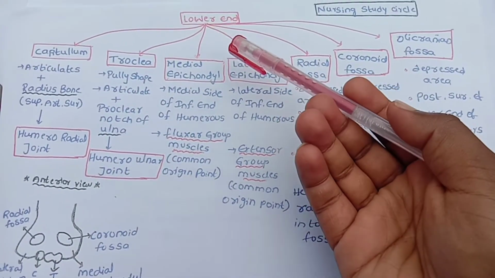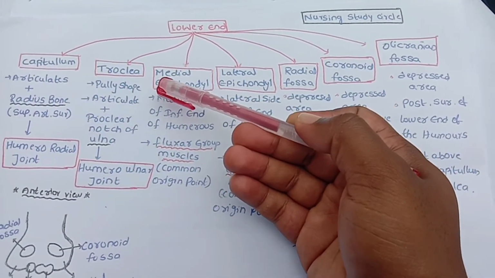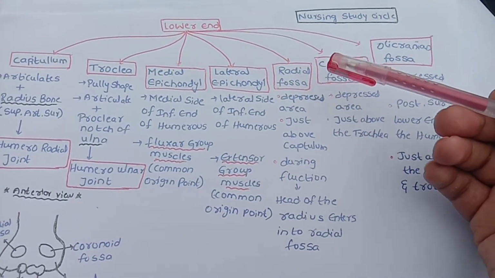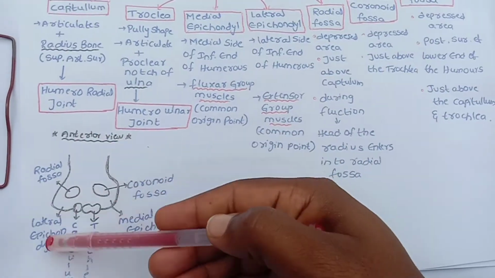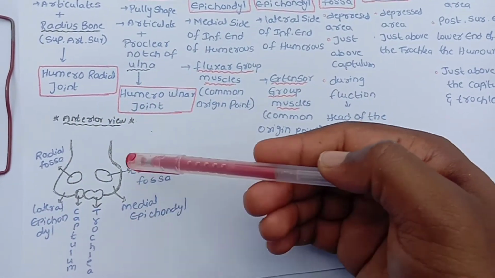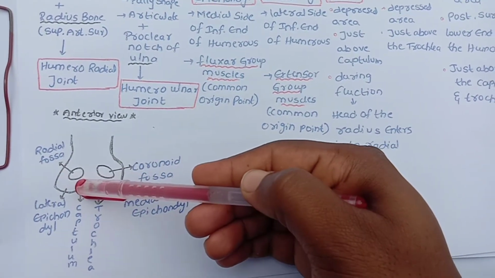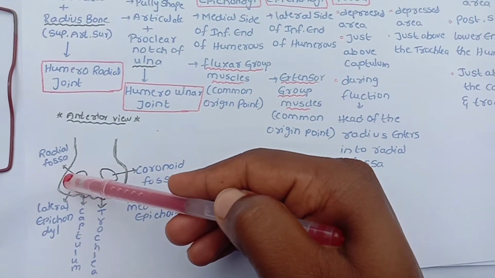The lower end has the capitulum, trochlea, medial epicondyle, lateral epicondyle, radial fossa, coronoid fossa, and olecranon fossa. This is the lower end: the fossae, the trochlea, the capitulum, and the epicondyles, medial and lateral.